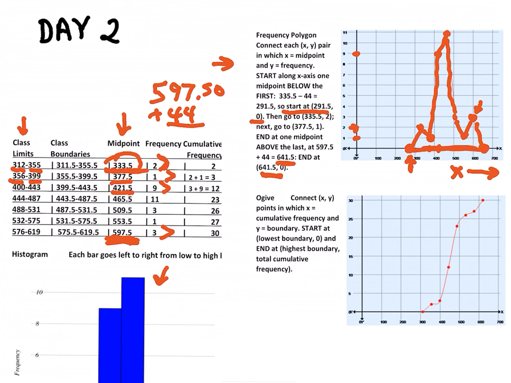This is how the frequency polygon is made, using midpoints and frequency right here.